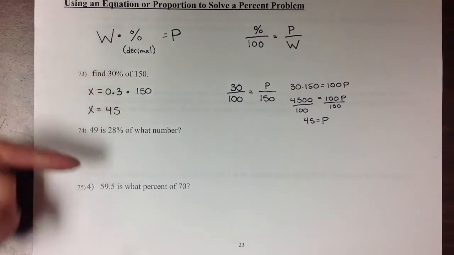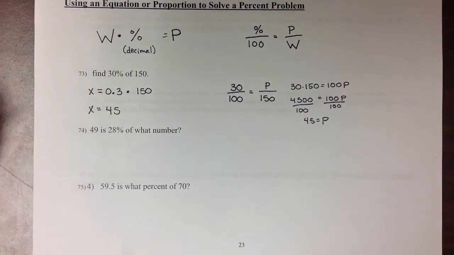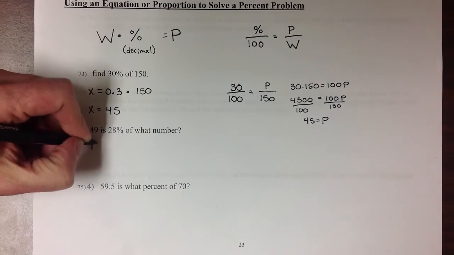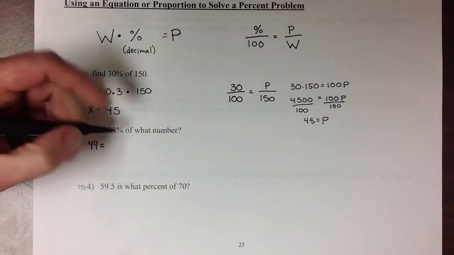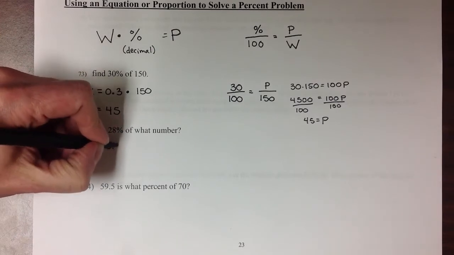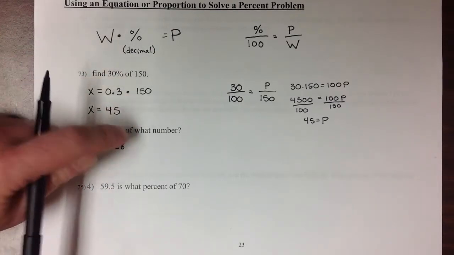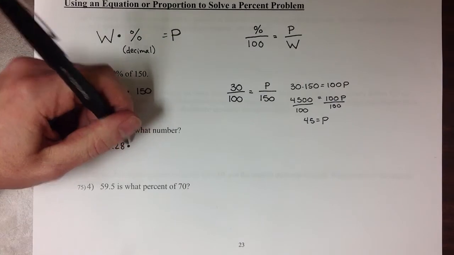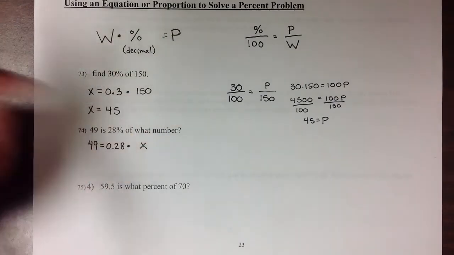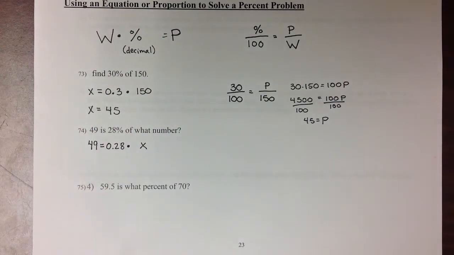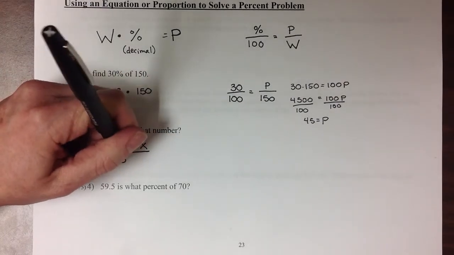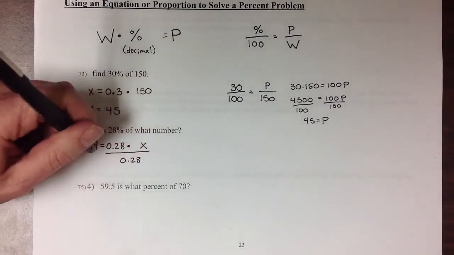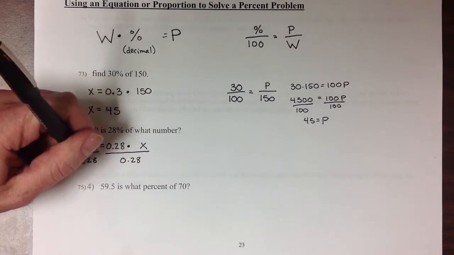To do this problem, I'm going to translate the words into an equation. 49, the word is our equal sign. 28% is going to change to a decimal. The of is our multiplication, and the what number is our x. So to solve this equation, I need to divide both sides by 28/100.